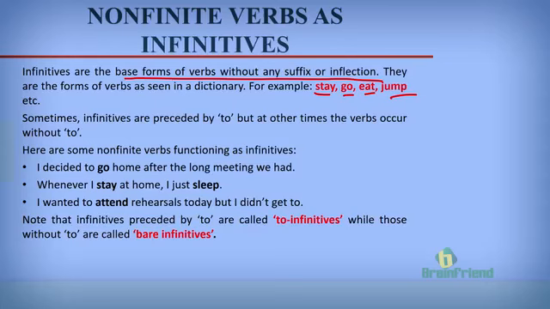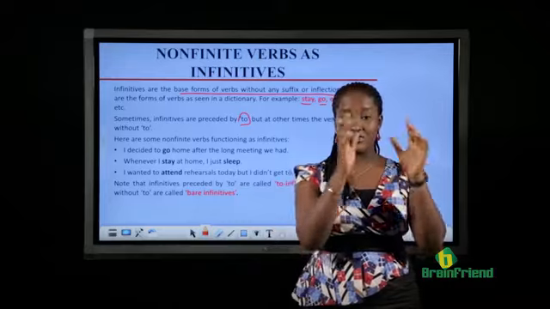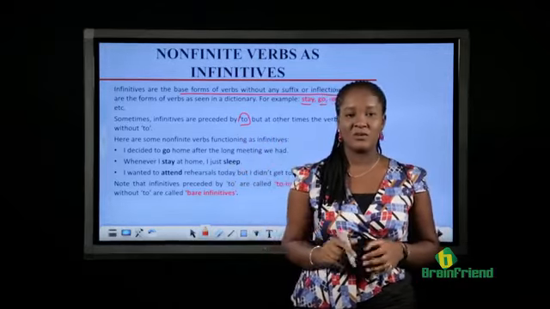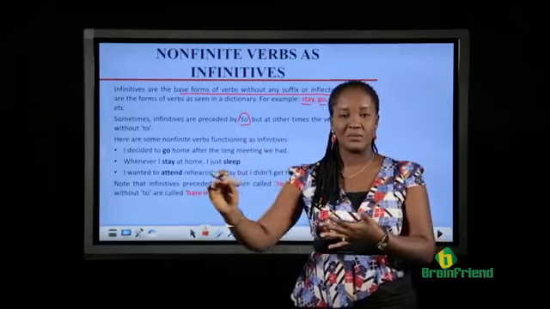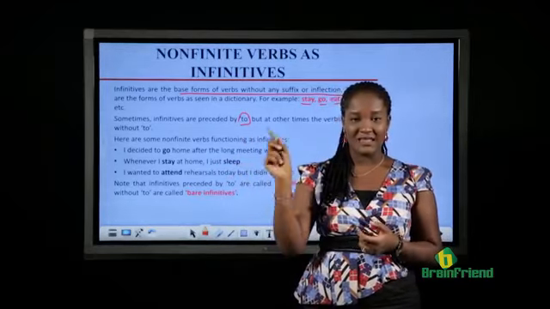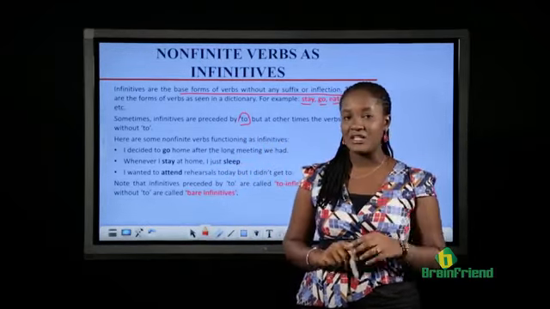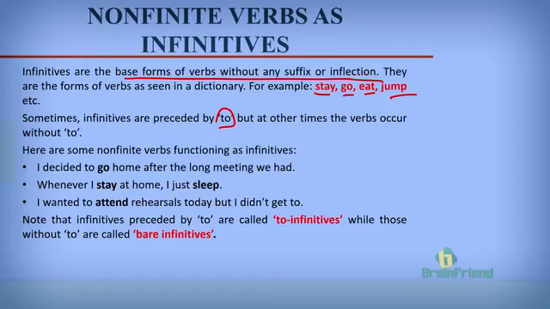Sometimes infinitives are preceded by to, but at other times, the verbs occur without to. When you have infinitives in sentences, a good way to identify them is that sometimes in front of the verbs you have the word to: to do, to eat, to write, to play. So when you find to something in your sentence, just identify that verb as an infinitive. But other times, the base form of the verb occurs like that without to at the beginning.